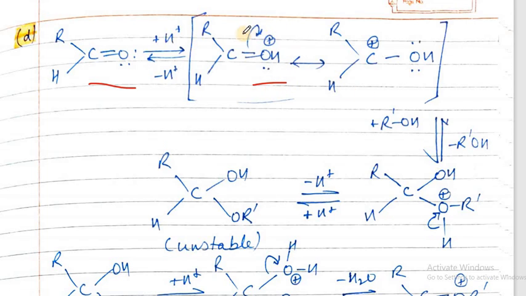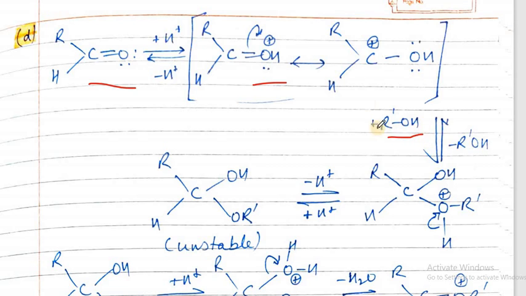This shows a resonating structure, that is if these electrons move to this, then this charge will be neutralized and carbon will have a positive charge, and this is in equilibrium with, in the presence of alcohol, because we have dry HCl gas and alcohol.